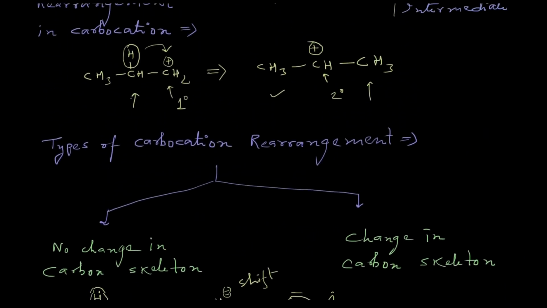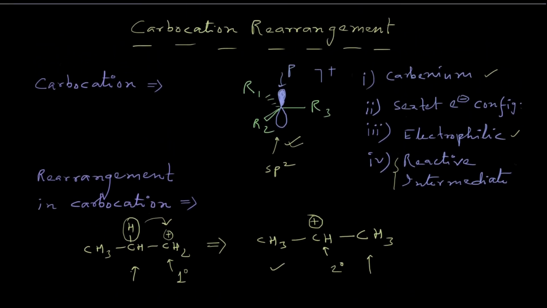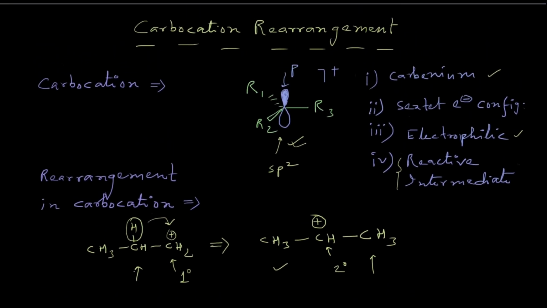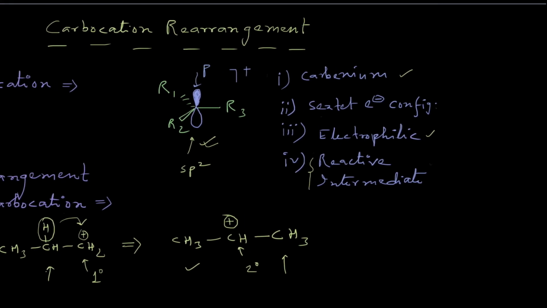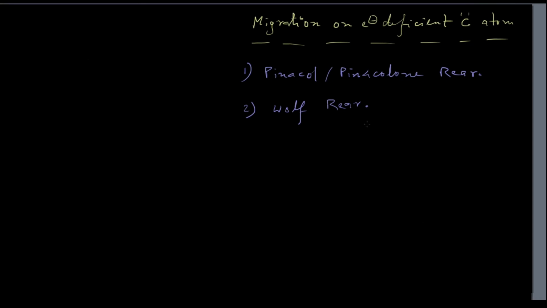In the next video, I will discuss the rearrangements related to this carbocation rearrangement, which will be the pinacol rearrangement and the Wolff rearrangement. These two rearrangements involve the migration towards an electron deficient carbon atom. So these are related to the carbocation rearrangements. So this will be the topic of my next video.